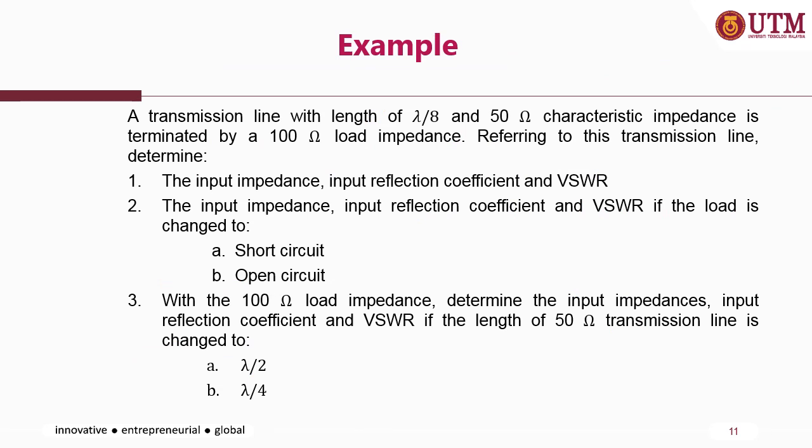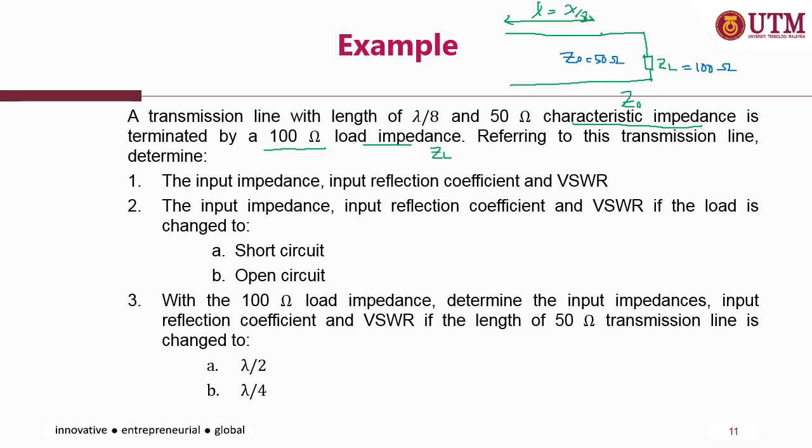Okay, let's look at an example. Given a transmission line with length of lambda over 8 and 50 ohm characteristic impedance, so the characteristic impedance is Z0, terminated by a 100 ohm load impedance. This is your ZL. So the transmission line has length L equal to lambda over 8 and is terminated by ZL. Your Z0 equals 50 ohms, ZL equals 100 ohms. So we know that in this case, Z0 is not equal to ZL. That's a mismatch, so some of the energy may be reflected back.